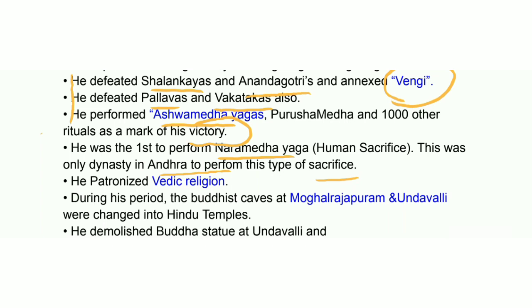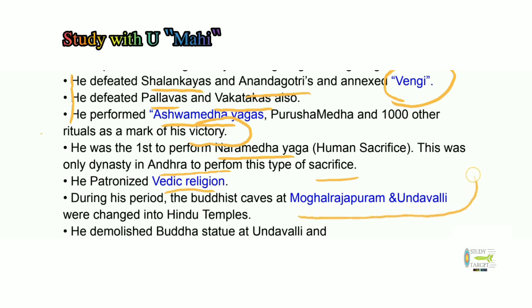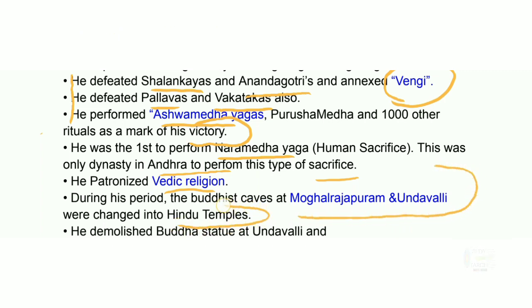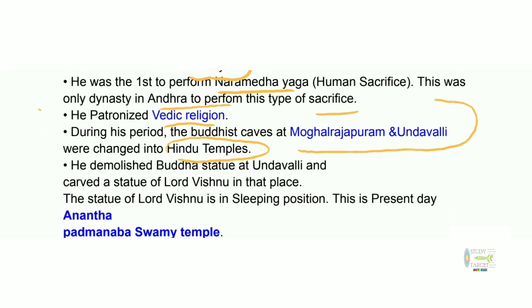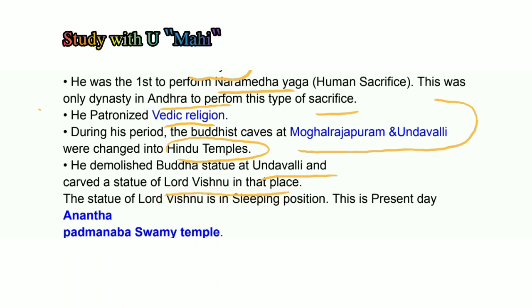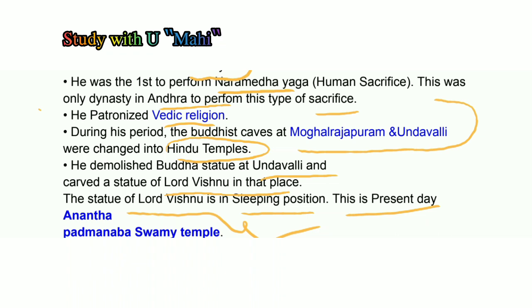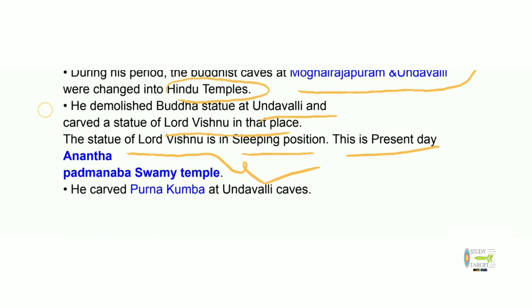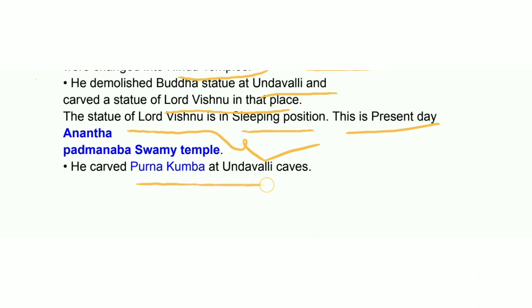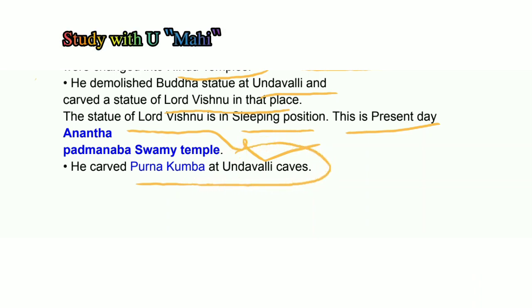He patronized the Vedic religion. During his period, the Buddhist caves at Mughal Rajapuram and Undavalli were changed into Hindu temples. He demolished the Buddha statue at Undavalli and carved a statue of Lord Vishnu in that place, in a sleeping position. This is the present day Ananta Padmanabha Swami temple. He also carved the Purnakumbha at the Undavalli caves.